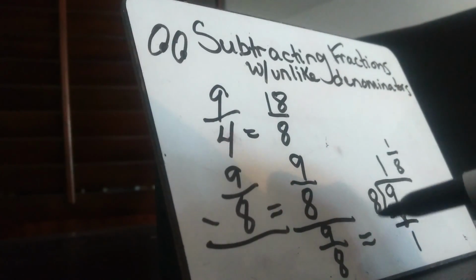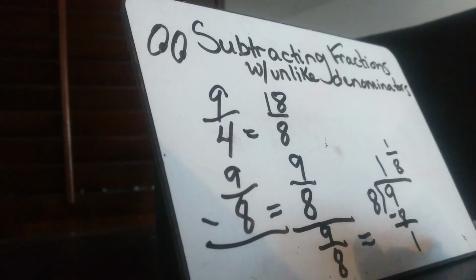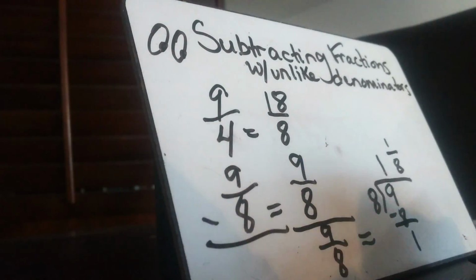But just to note, sometimes they want you to just let this be your final answer. Okay, so subtracting fractions with unlike denominators, round 1.